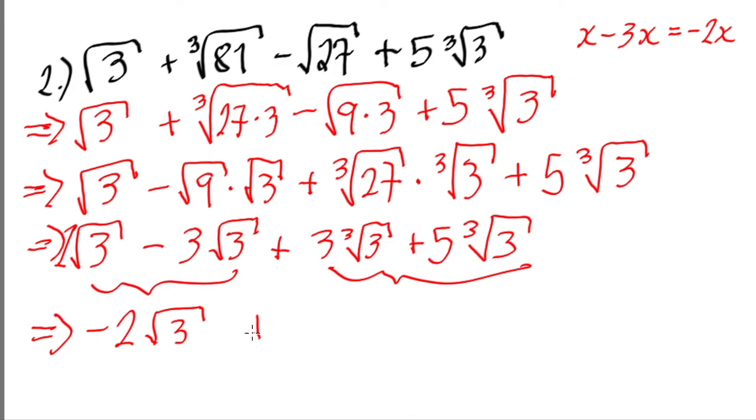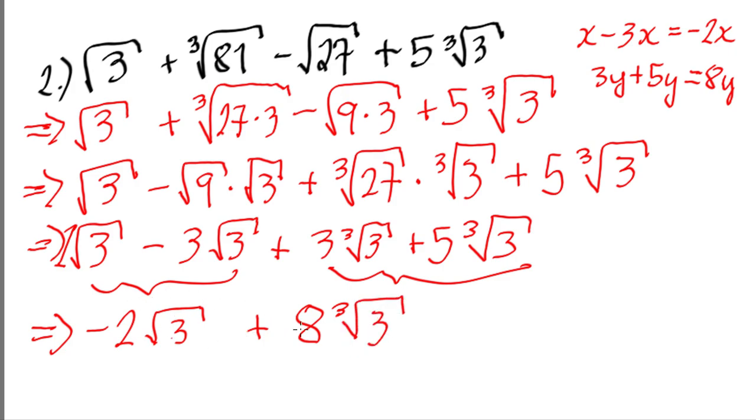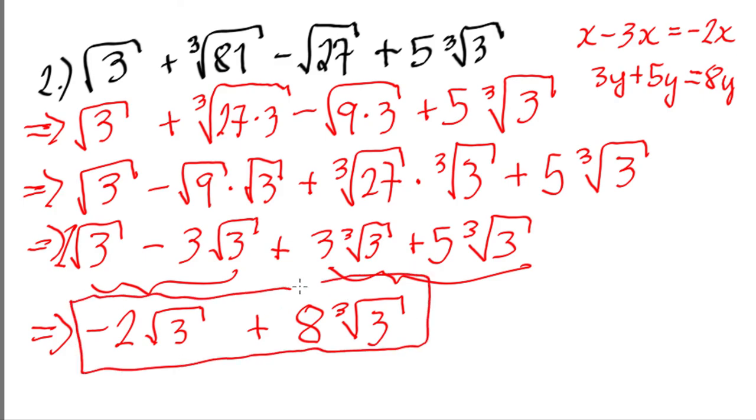Plus, we have 3 cube root of 3 plus 5 cube root of 3. That's like imagining 3y plus 5y. That's going to give us 8y, right? Therefore 3 plus 5 is going to give us 8. So that's 8 cube root of 3. And again, we cannot combine them because they don't have the same indices. Remember? So this will be the last line for our example number 2. This will be the correct answer.